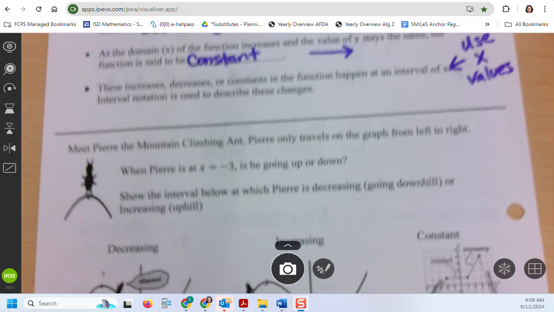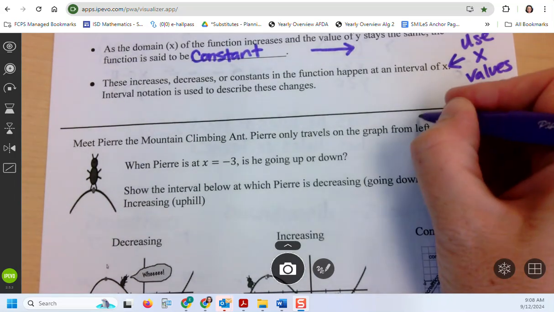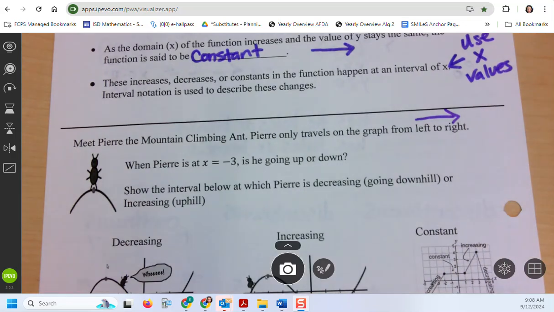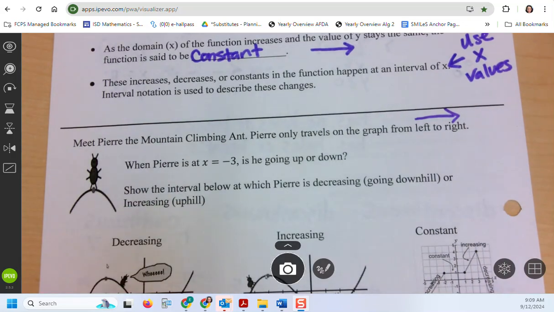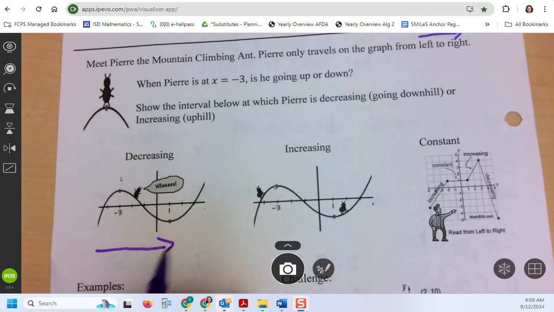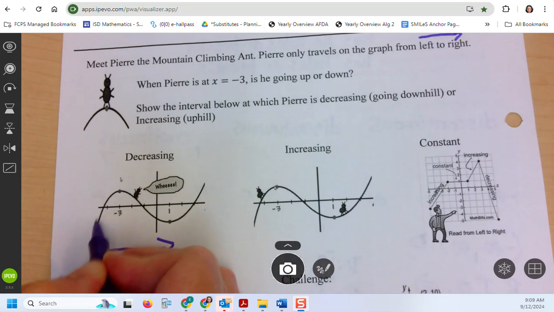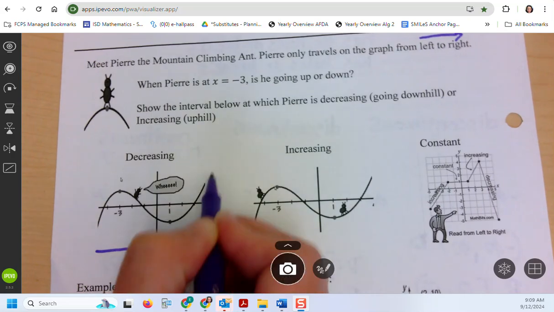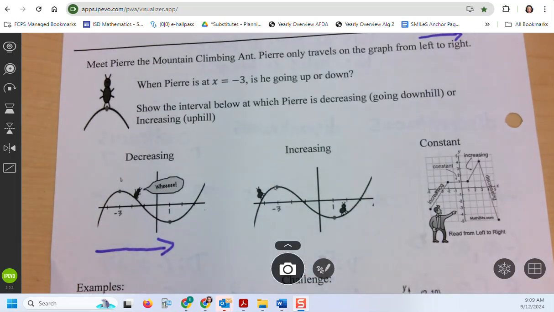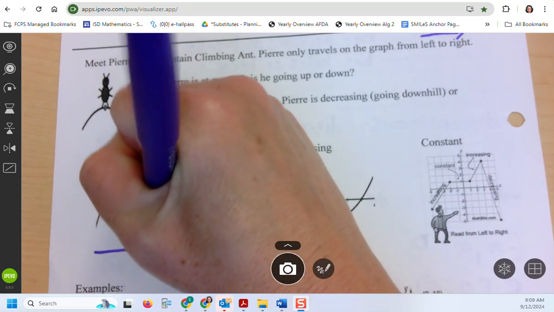So here is Mr. Lou Fleming's mountain climbing ant Pierre. He only travels from the left to the right. Okay? So here he is, traveling down here from the left to the right. So the first question is, where is Pierre decreasing? Is he decreasing in the first part, the second part, or the third part of the graph? Second. One person had an answer. Anybody else? The second also? I agree. So he is decreasing on the second part of the graph. You see that right there?